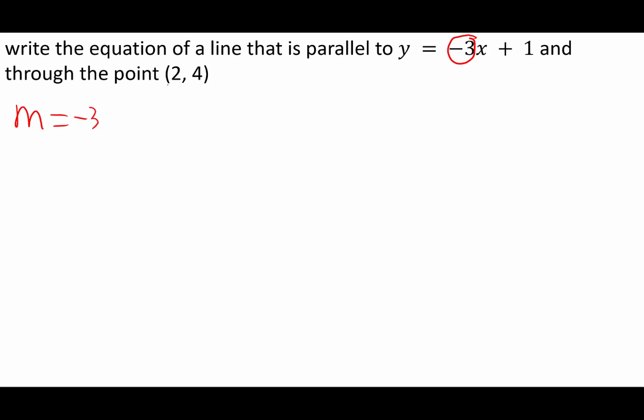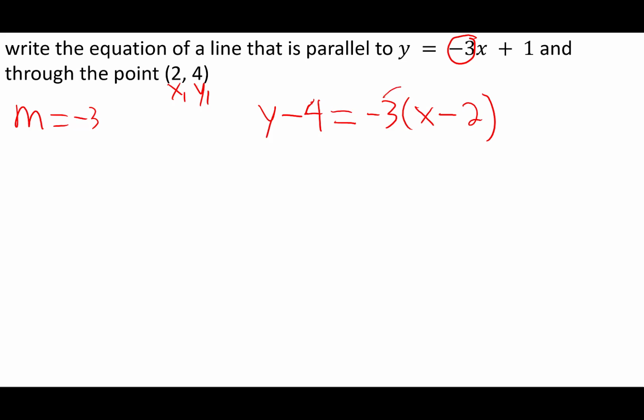And then I've got an x1 and a y1. So I'm going to start by writing this in point slope form. So I get y minus my y1, which is 4, equal to my m, which is negative 3, times x minus 2. Now I'm going to simplify this so that it is slope-intercept form.